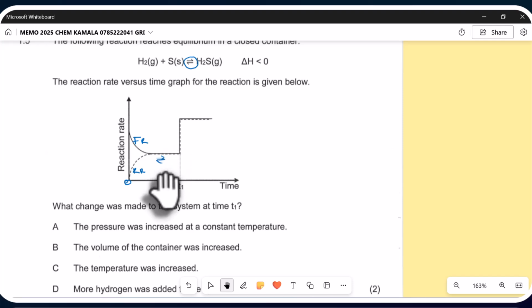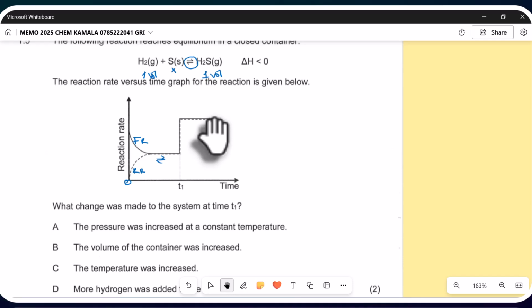Now, if you look at our given equation, we have one volume, okay? This is one volume because of hydrogen. This one is a solid, so we don't talk about volume here. Now it also gives us one volume as well. Because we don't have any change in volume here, to get this change, it means they did what it said here.